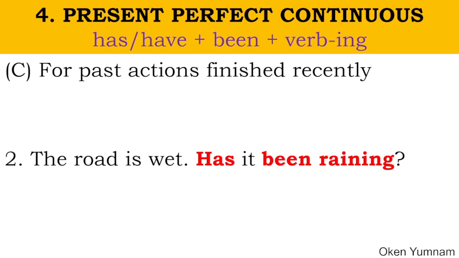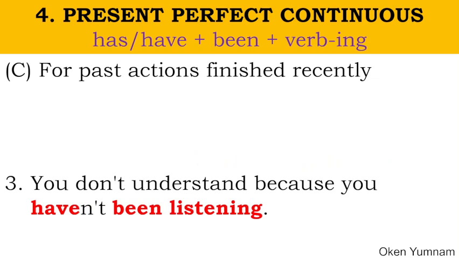So, has it been raining? Present perfect continuous. You don't understand because you haven't been listening. So the action of speaking was just completed, and you don't understand because you haven't listened. The action of speaking and listening has just been completed. So this is how we use present perfect continuous.